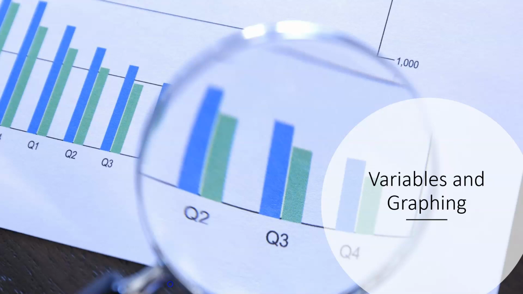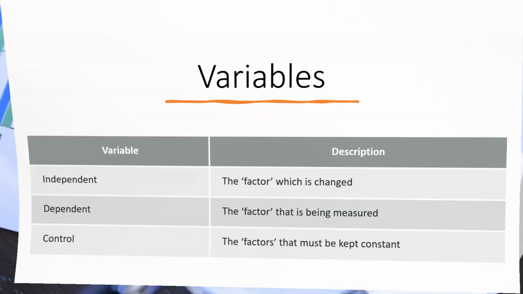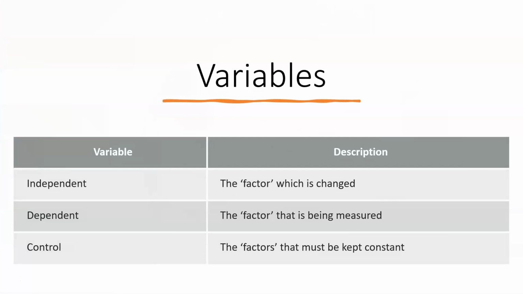So, graphing those variables. First of all, it's really important to remember our variables. The independent variable is the factor which you change. The dependent variable is the factor being measured. I always remember it this way: the dependent is dependent on the independent. The dependent variable changes due to what you're changing in the independent variable. And then we have the control variables, all those different factors that must remain constant to ensure that you are carrying out a fair test.